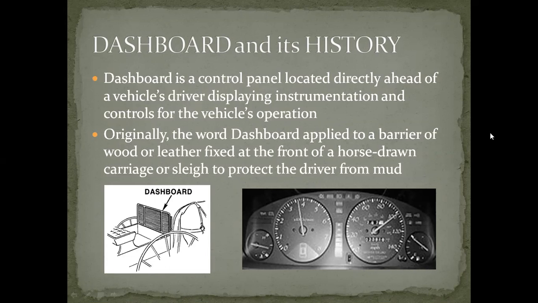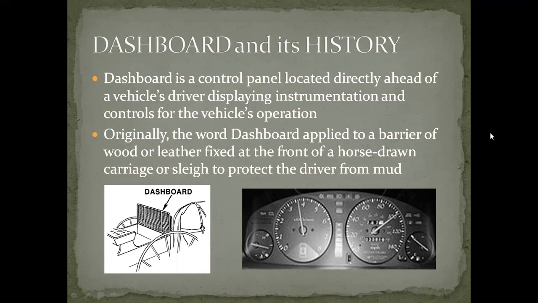The definition of a car dashboard is as follows. It is a control panel, usually located directly ahead of a vehicle's driver, displaying instrumentation and controls for the vehicle operation. Over the years, the features associated with the dashboards have changed and, in fact, increased a lot, assisting the driver of a car in the vehicle's operation.